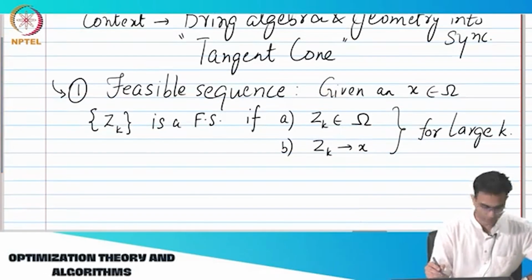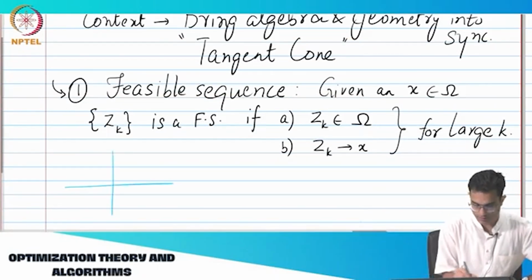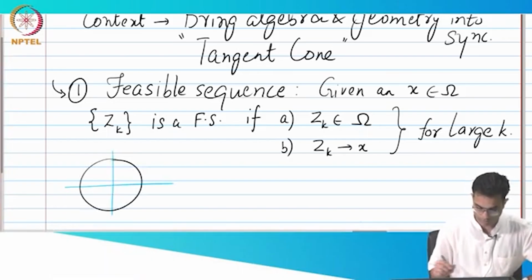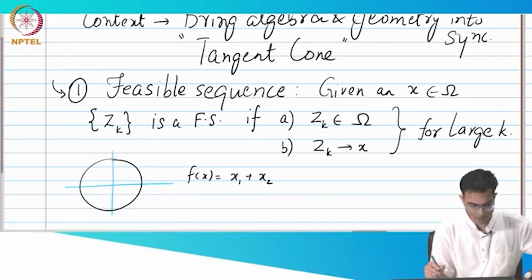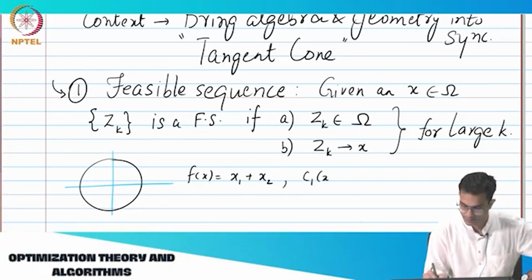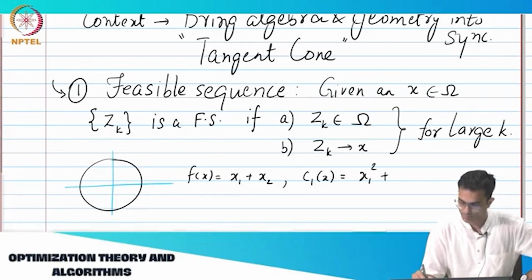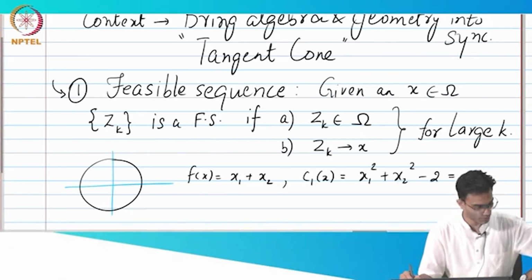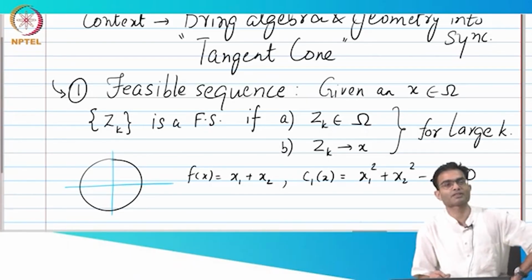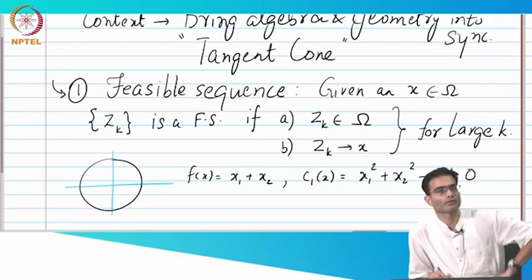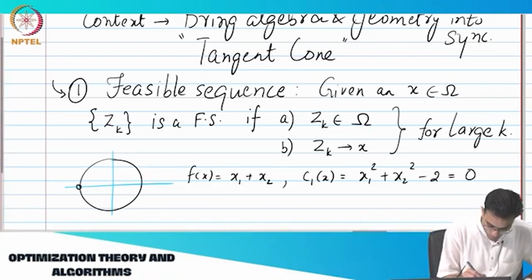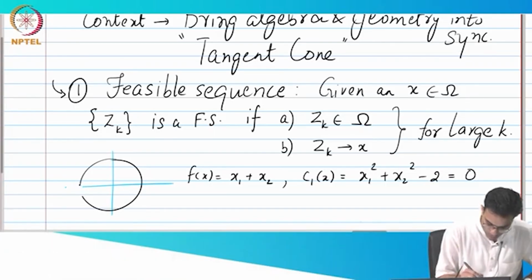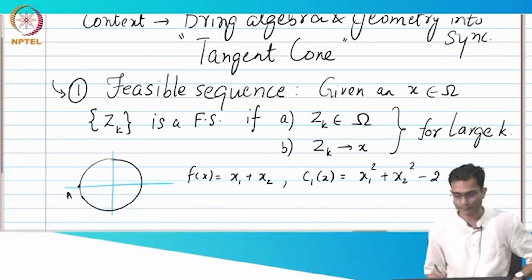Let's look back at the example we were discussing yesterday. It's the same example we have been using: the objective function is x1 plus x2, and I had an equality constraint c1(x), x1 squared plus x2 squared minus 2 equal to 0. What is the feasible set in this case? The boundary of the circle. So let's take this point over here.